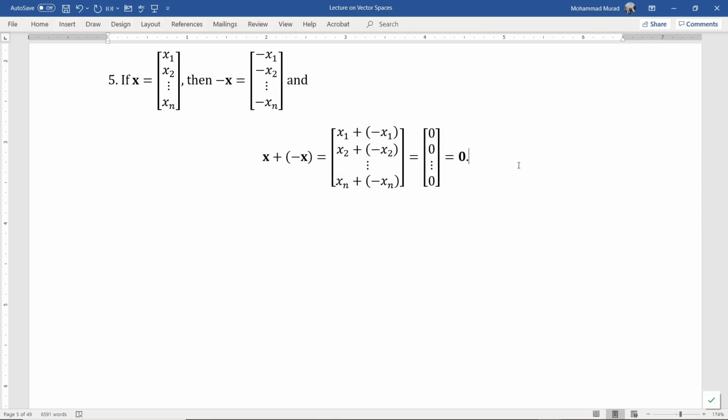Property 5. If x is a vector with components x sub 1, x sub 2, all the way up to x sub n, then its negative has components negative x1, negative x2, negative x sub n. And then if we add the vector x with its negative by following the definition of vector addition, we get the 0 vector. So this property holds true for all x in the set Rn.